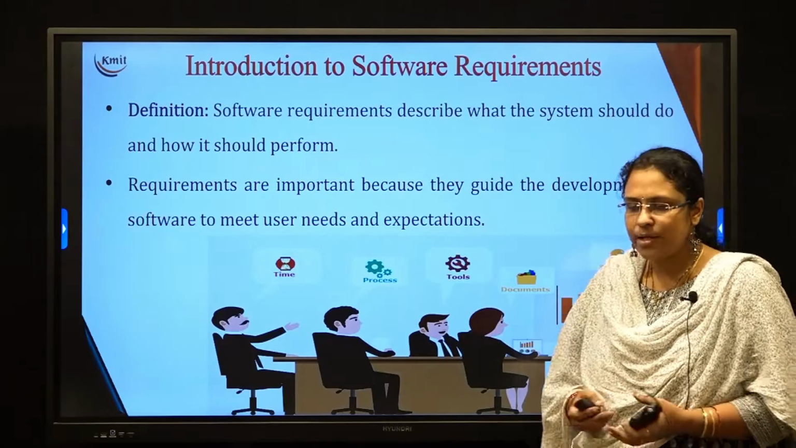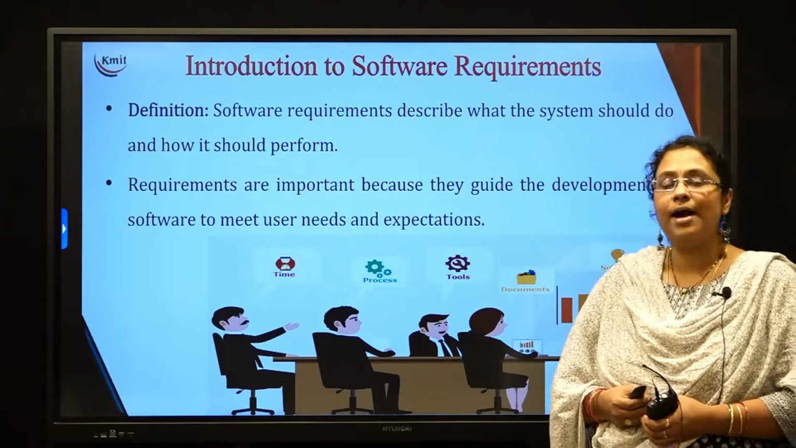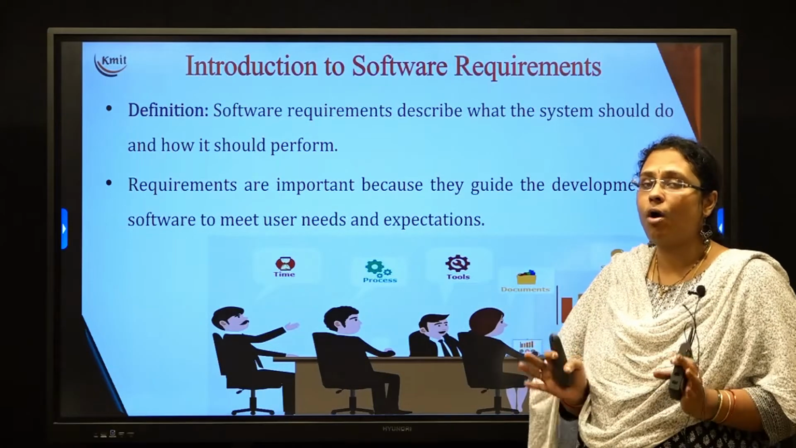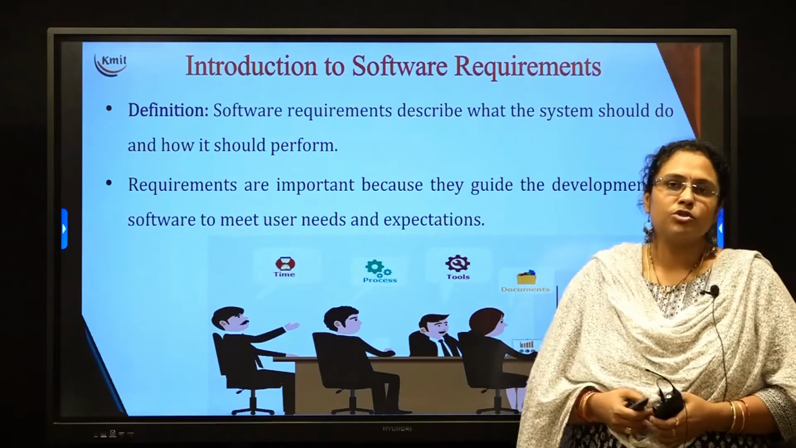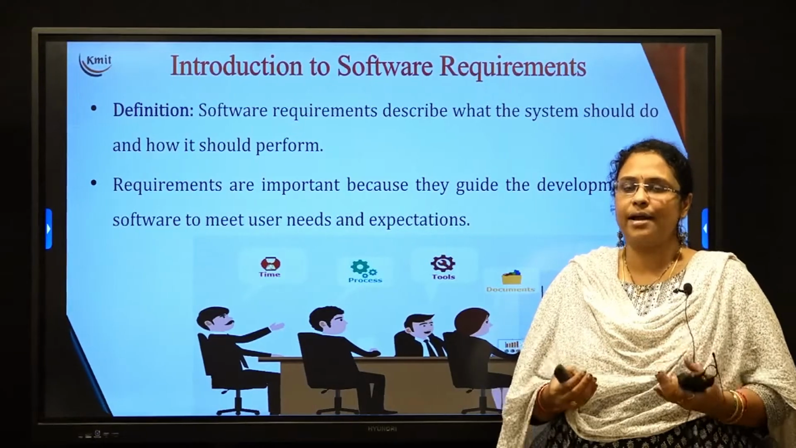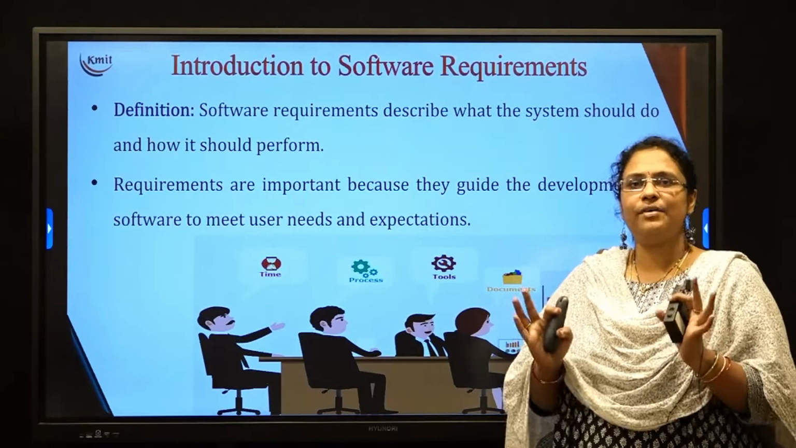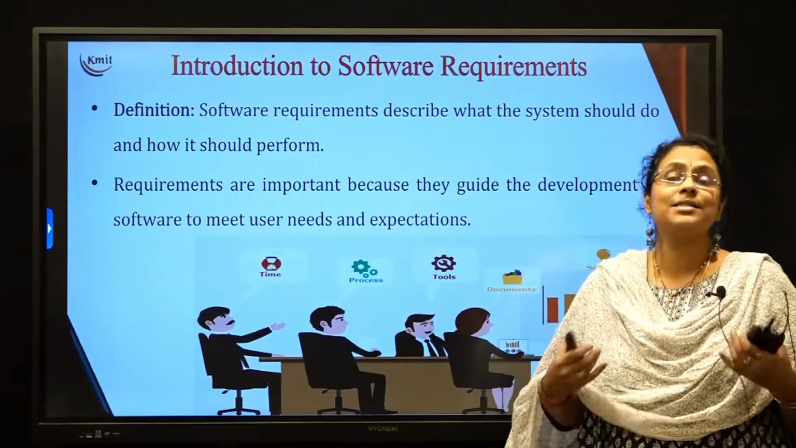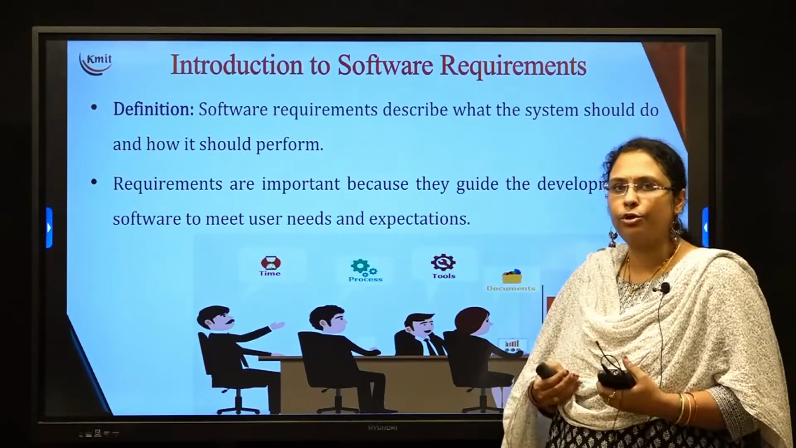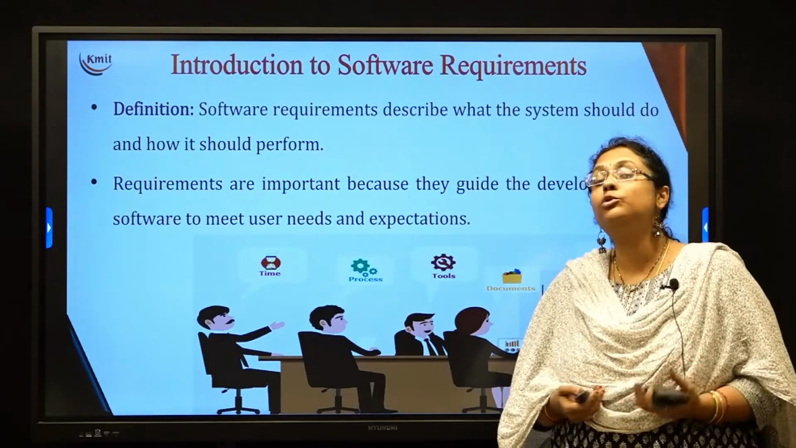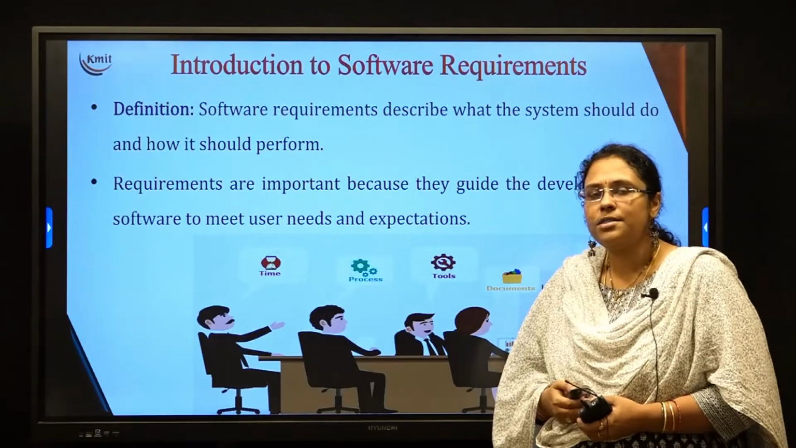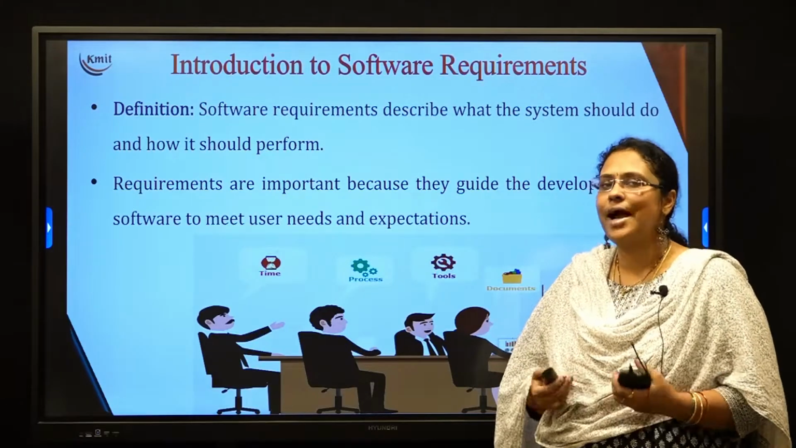So in today's session, let's start with understanding what are the various types of requirements we have. Let's start with understanding what is software requirement. Software requirements are nothing but the things that will tell us what a software that we are trying to develop must actually do. So first we should know what our software should do. Based on that only we will be able to develop it or test it. So software requirements describe what the system that we are trying to develop must actually do.